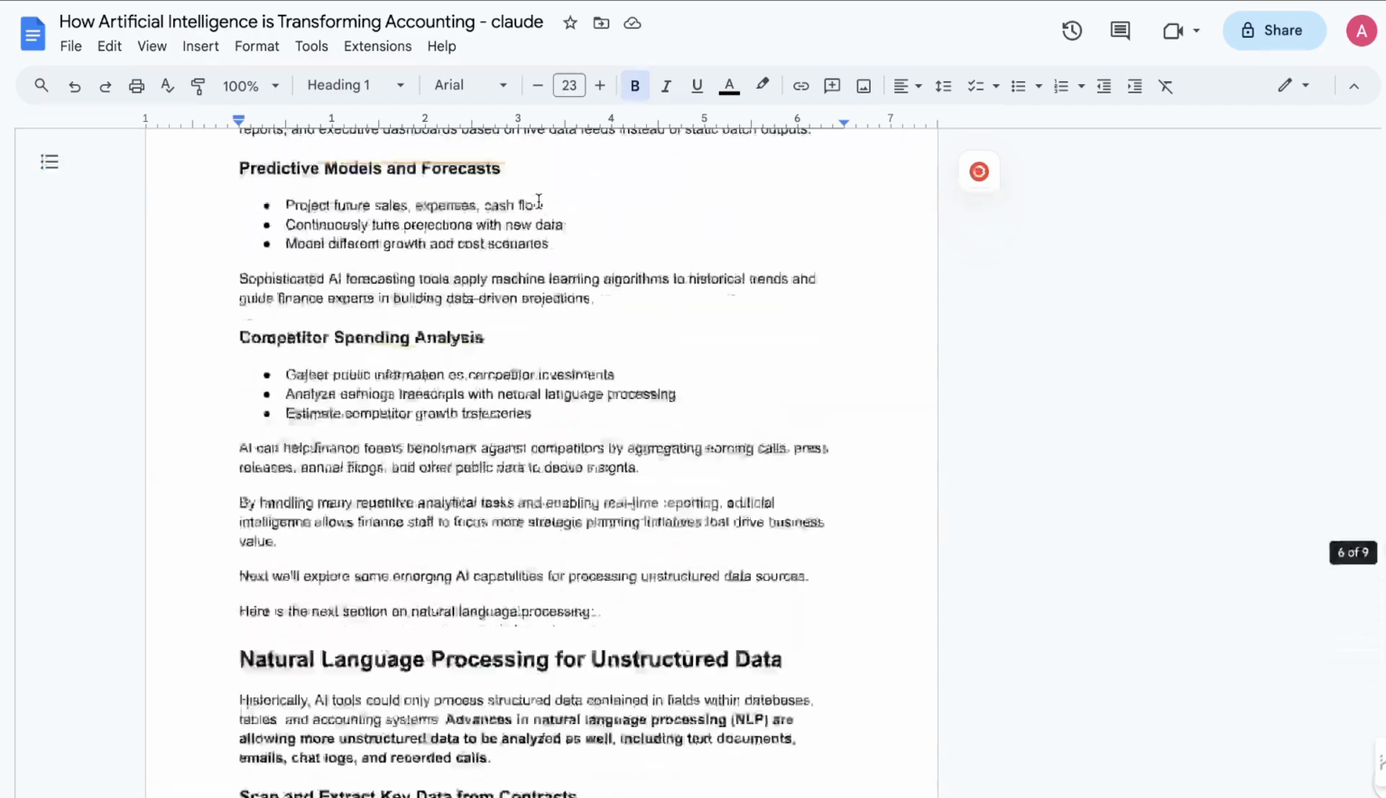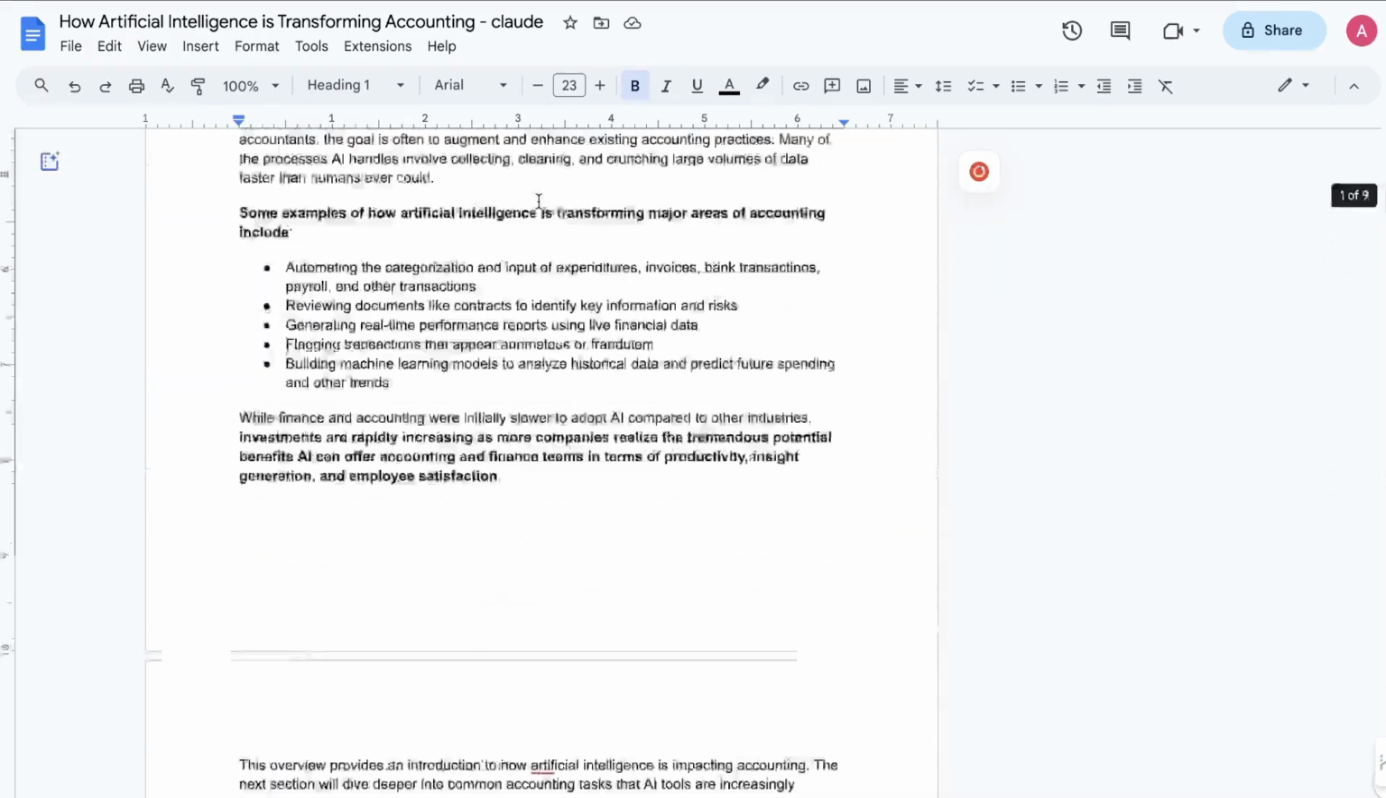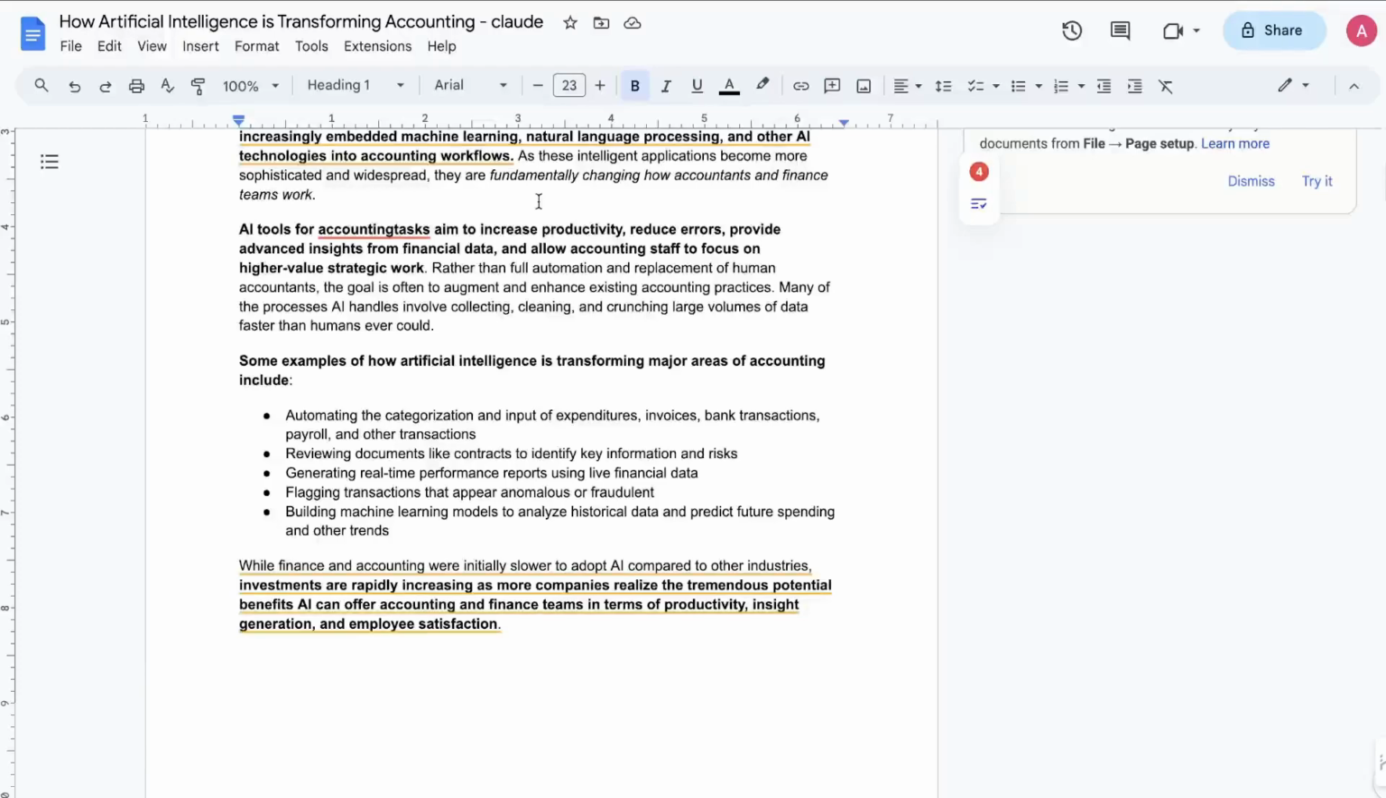Challenges of Adopting AI in Accounting, Steps to Successfully Implementing AI, The Future of AI in Accounting Looks Bright. So as you can see, you get a lot more list style content from Claude. This is generally how Claude does do its writing.